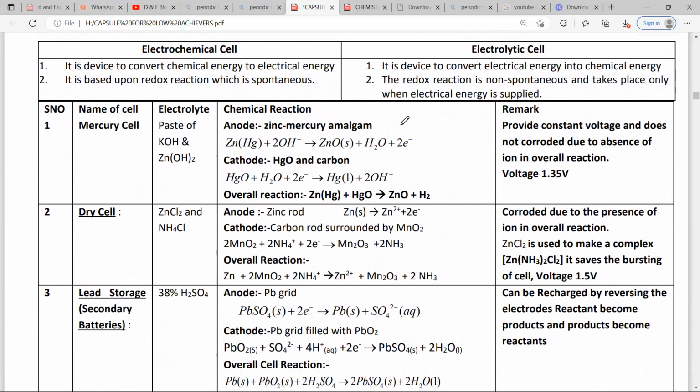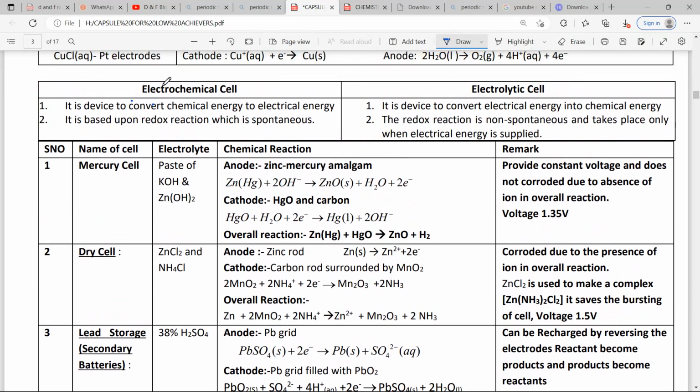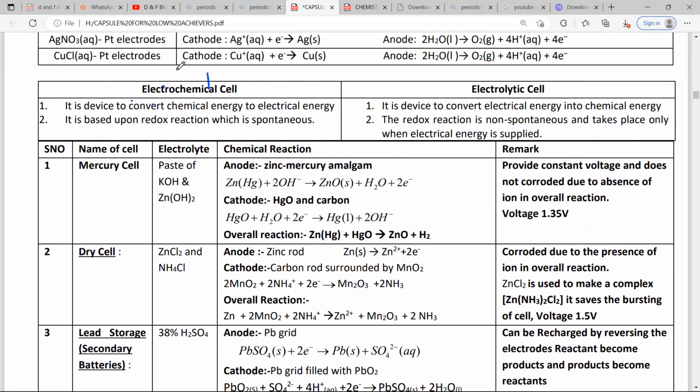Electrochemical cell and electrolytic cell. From the name itself, an electrochemical cell is one which converts chemical energy into electrical energy. That is called an electrochemical cell. An electrolytic cell converts electrical energy into chemical energy, the reverse process. That is called an electrolytic cell.